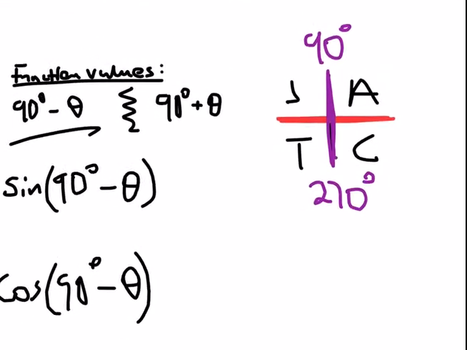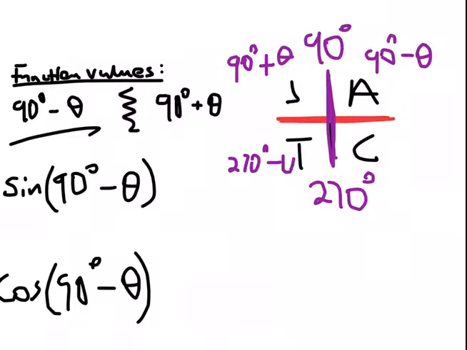Obviously, 90 degrees minus an angle will fall into the first quadrant. But if it's 90 plus an angle, it will fall into the second quadrant. And I'm pretty sure that you can already see that if it is 270, then it has to be minus so that it falls in this quadrant. And if we say 270 plus, it will fall into this quadrant.